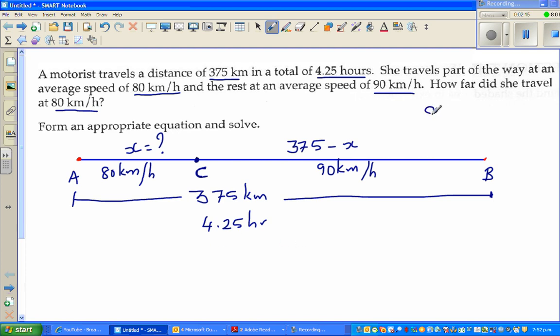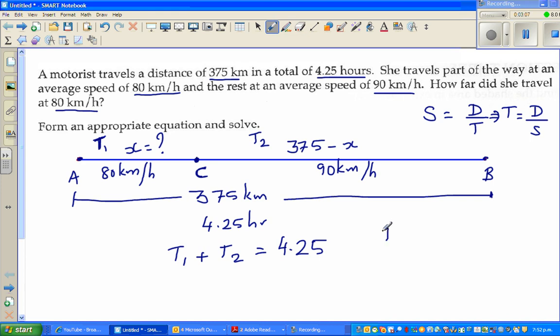So I hope the diagram is very clear. So what do we know? Speed is distance over time. So if you make T the subject, time is distance over speed. There are two times here. The time required from A to C is, say, T1, and the time required from C to B is, say, T2. How can we relate T1 and T2? T1 plus T2 is the total time required for this full journey, and we know that the total time required is 4.25 hours.